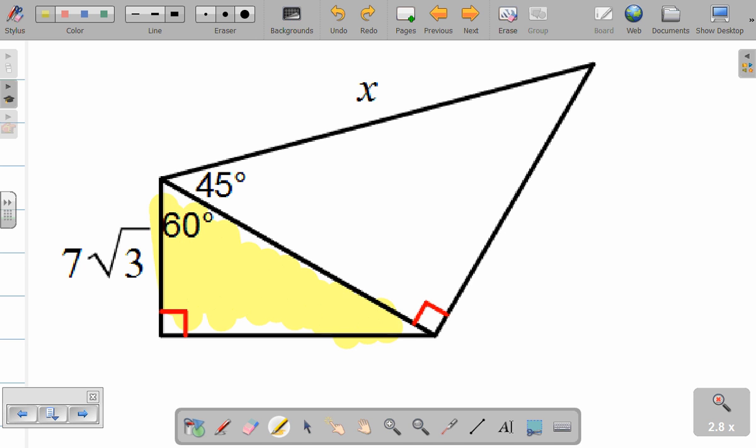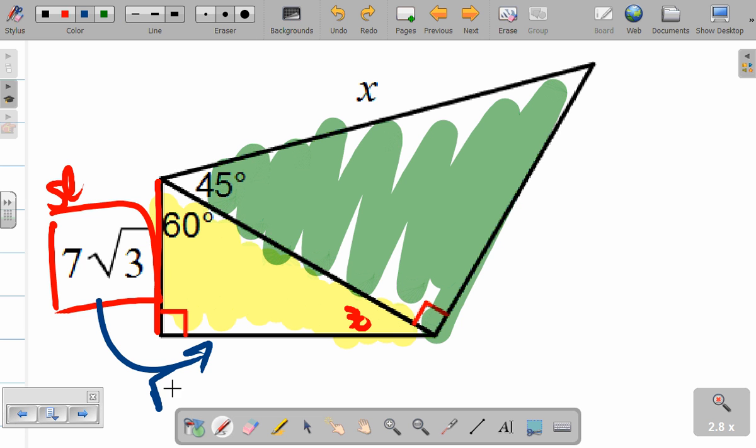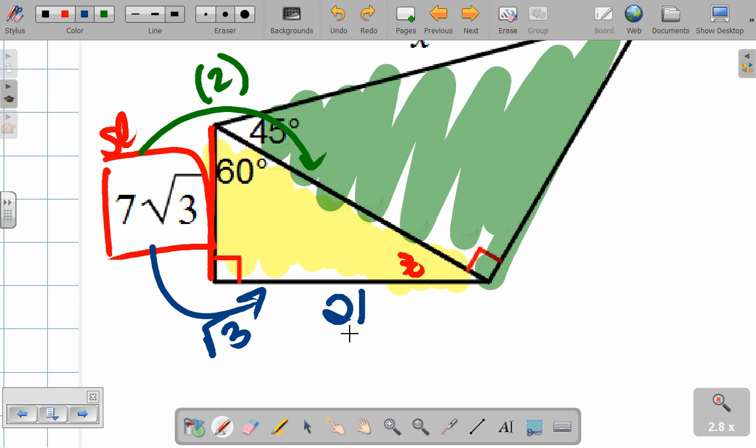So this is a combo one. 30, 60, 90, 45, 45, 90. Starting with the yellow. The reason why we're starting with the yellow is because that's where our number is. There's our 30. That makes this our short leg. Root 3 going this way. Ready? So this one, 7 root 3 times root 3. That makes that 21.